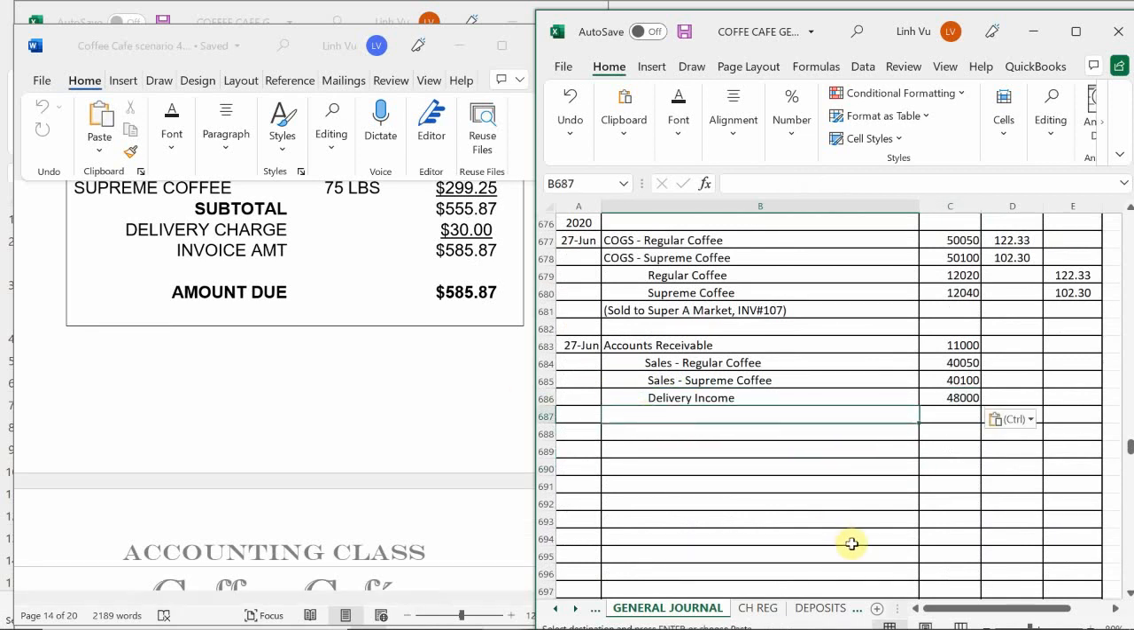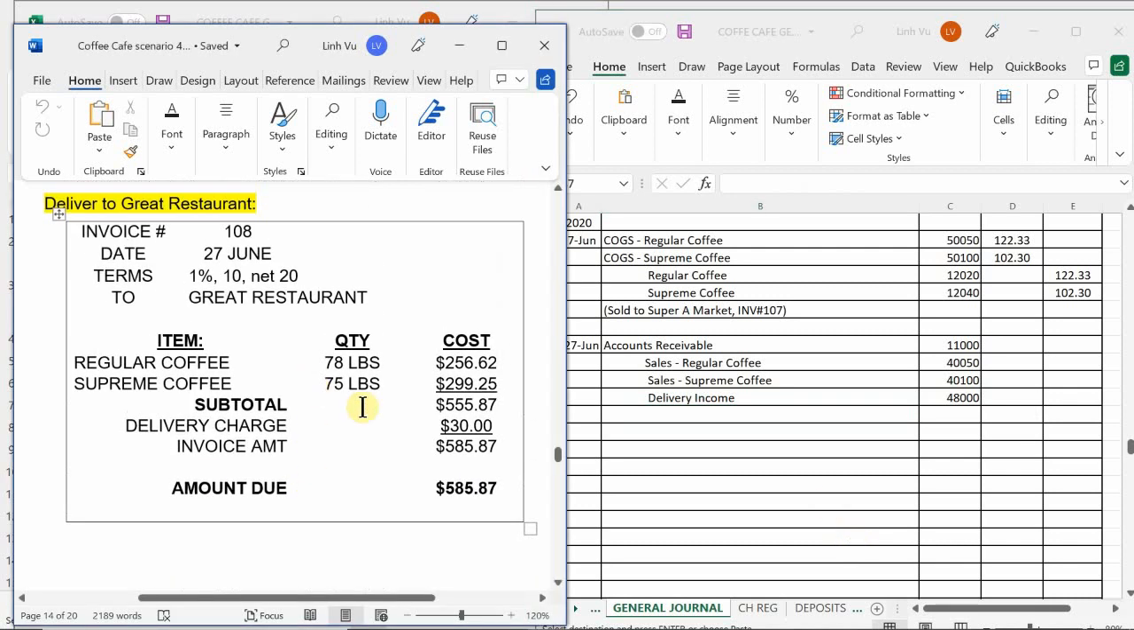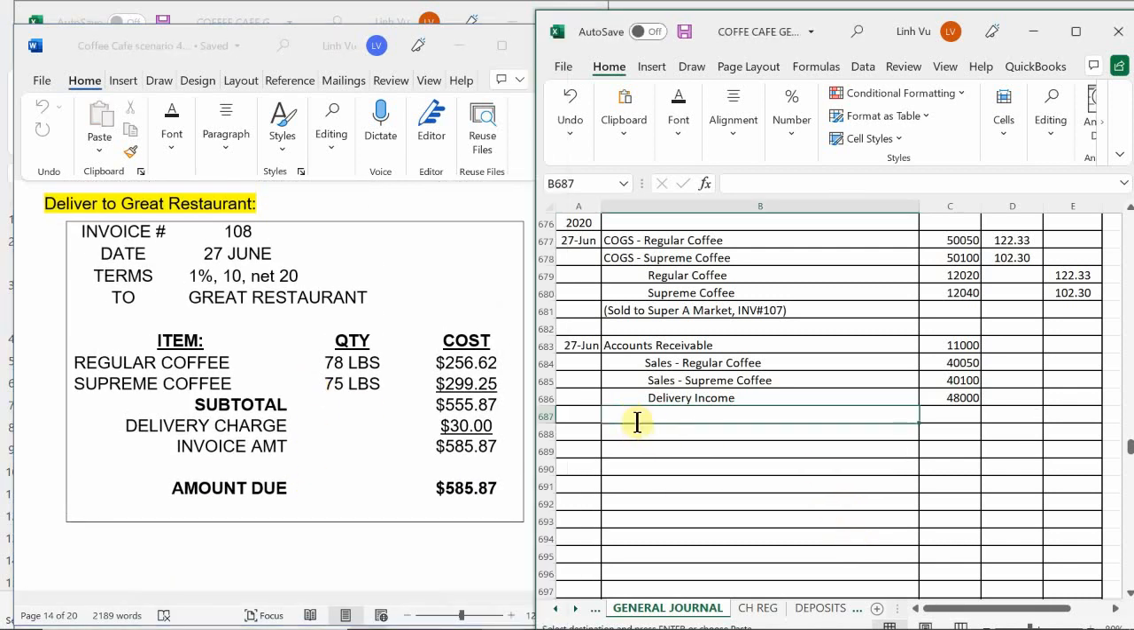All right, description here. What did we do? We sold to Great Restaurant, invoice number 108. We gave them terms of a 1% discount if they paid within 10 days. If not, the entire bill is due in 20. Since we have this here, I'm going to put my formula here to test my total debits equaling all of my credits.